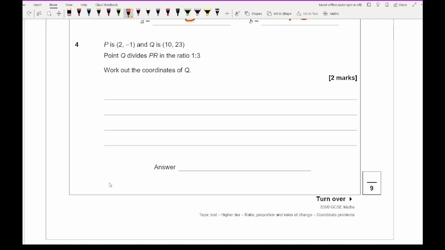So again, if you wanted to, you could do a little sketch just to get your head around what this is. So (2, -1) we're just going to say is there. So let me just label this up as (2, -1), and that's point P. And Q is (10, 23), so just imagine 10 is here and 23 is up there. So let's just put that as Q, and that's 23, and that's 10.